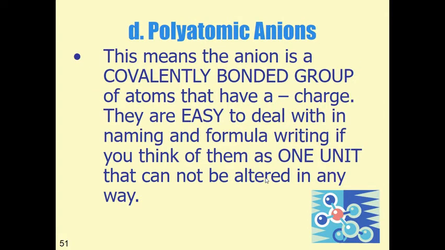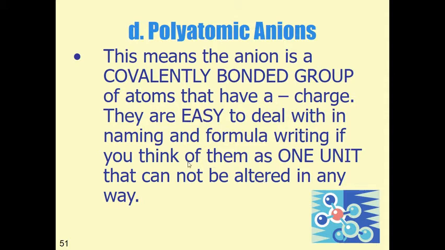A polyatomic anion is a covalently bonded group of atoms that have a negative charge and they stay together. They're easy to deal with in naming and formula writing if you think of them as one unit. Don't break them up. You don't alter them at all. You treat them as one unit. The way I like to think of them is I always put parentheses around them with the charge on the outside. That way it keeps it as one unit.